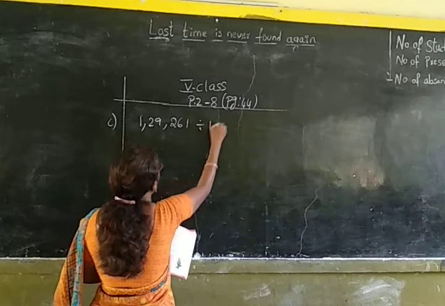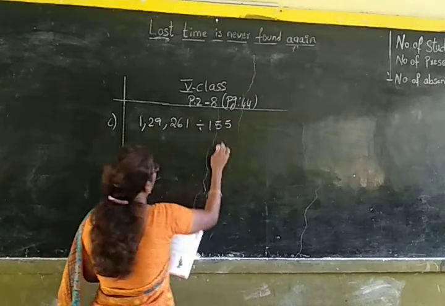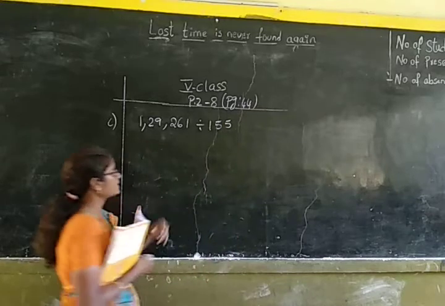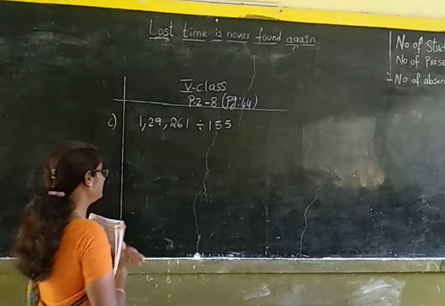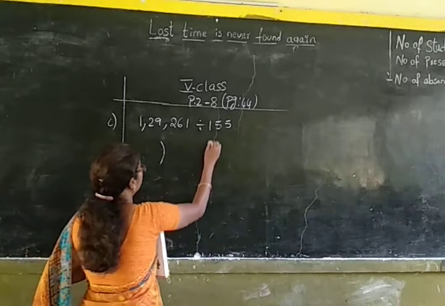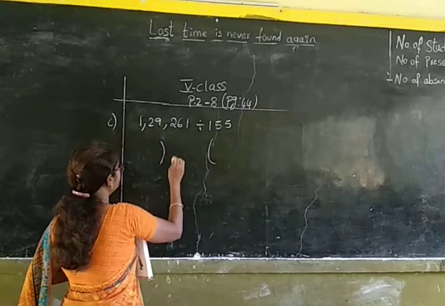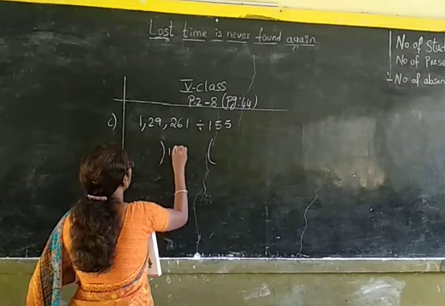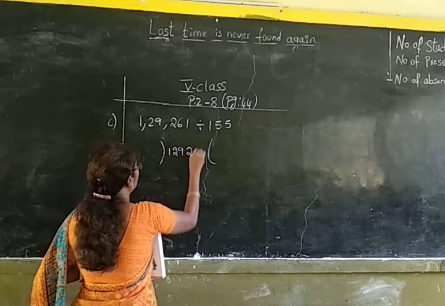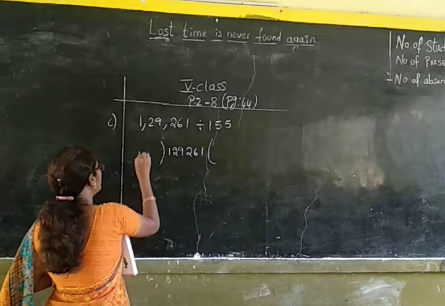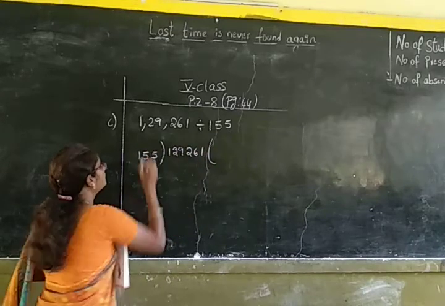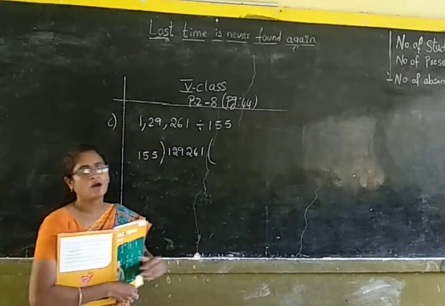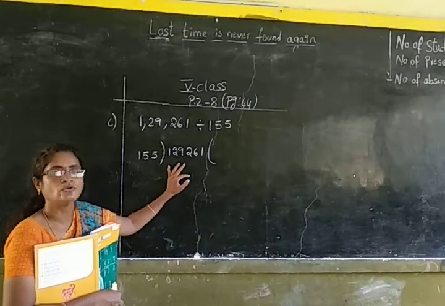1,29,261 divided by 155. You know this is called divisor and this is called dividend. First you have to write down the brackets and write the dividend in the middle of the brackets, and you have to write the divisor in the left side of the bracket. Now you have to check how many digits you have to take.